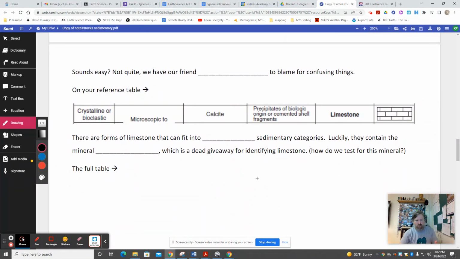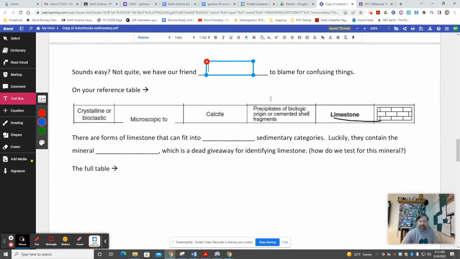Last little weird one is limestone. Our friend limestone kind of makes a mess. I could probably get out 5 or 6 different rocks that I know are all limestone and ask you to identify them, and you're going to try to call them 5 or 6 different things. Limestone comes in lots and lots and lots of forms. In fact, there are forms of limestone that can fit into all 3 sedimentary categories.